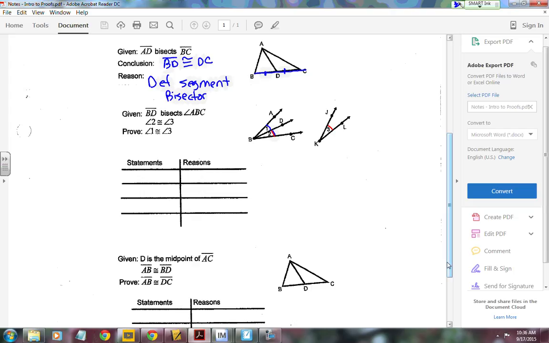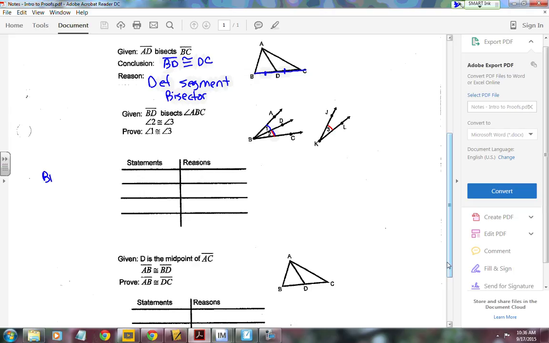Well, if 1 is congruent to 2 and 2 is congruent to 3, are 1 and 3 going to have a relationship? Yes, they're going to be congruent by what? The transitive property. Let's write it down. I think you'll see it better when it's written down.